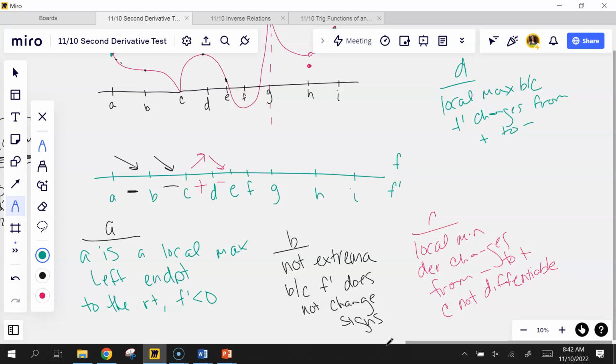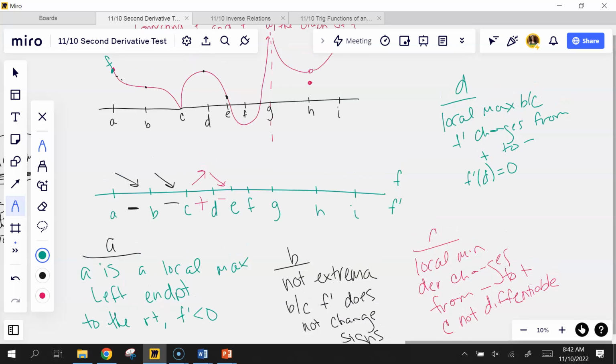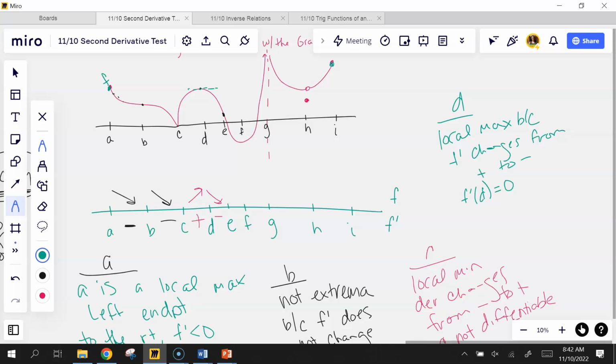What do you know about the derivative at D? Horizontal tangent. Which means what? 0. Right? Horizontal tangent this way, every max or min, right? Tangent there would have slope of 0.